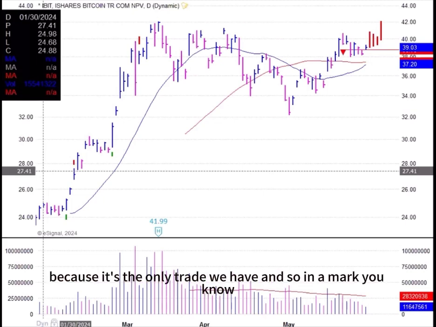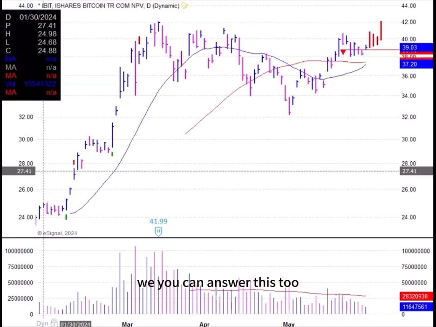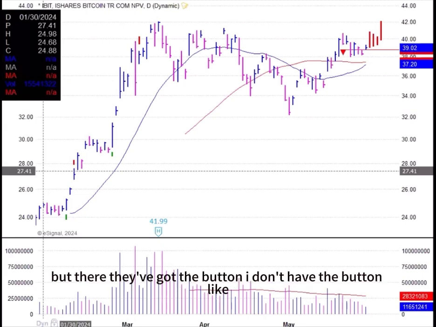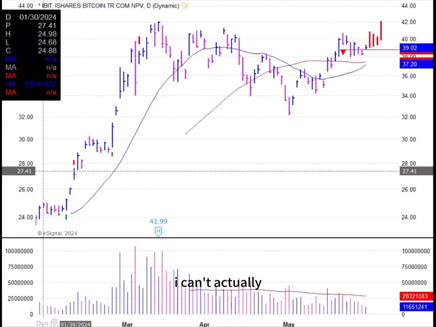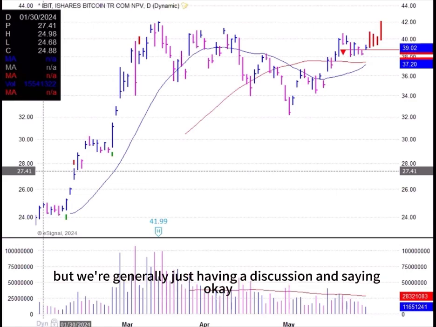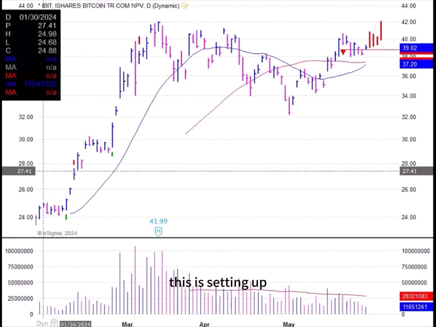And Mark, you can answer this too, but we collectively are discussing these trades. Certainly, if Mark and Brandon want to make a trade without me, that's fine. They can, and they've got the button. I don't have the button, I can't actually place a trade. They're placing the trades. I can tell them, hey, I want to buy this here, and they'll buy it, or they can buy on their own. But we're generally just having a discussion and saying, okay, this is setting up.